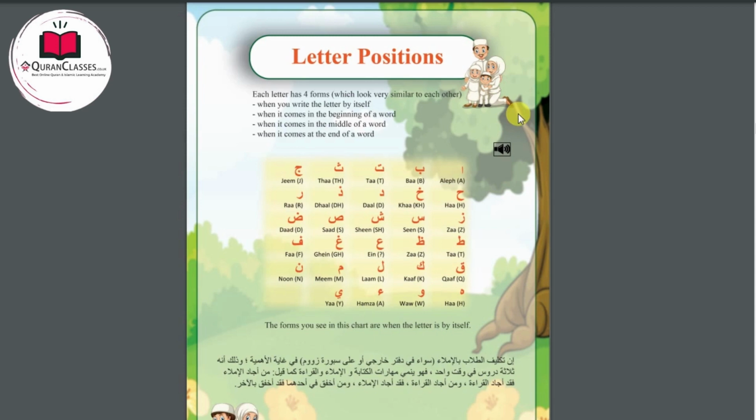Now we're going to create the third lesson from Quran Foundation. The third lesson is letter position. Each letter has four forms which look very similar to each other. First, when you write the letter by itself. Second, when it comes at the beginning of a word. Third, when it comes in the middle of a word. And fourth, when it comes at the end of a word.